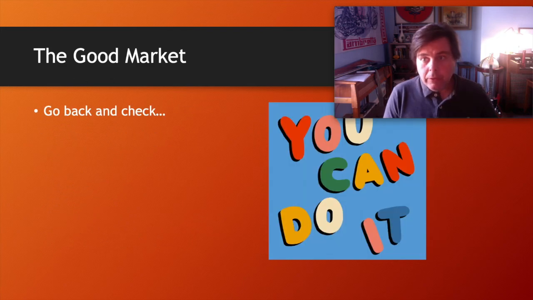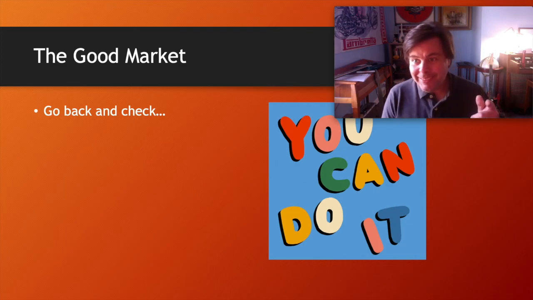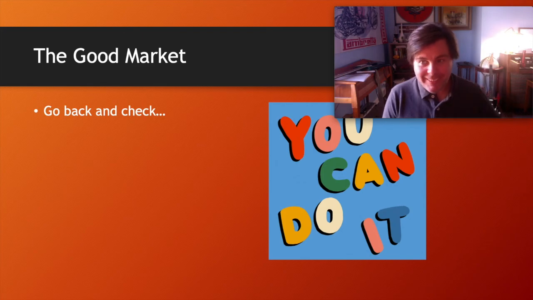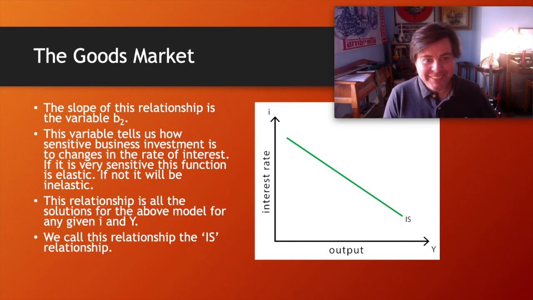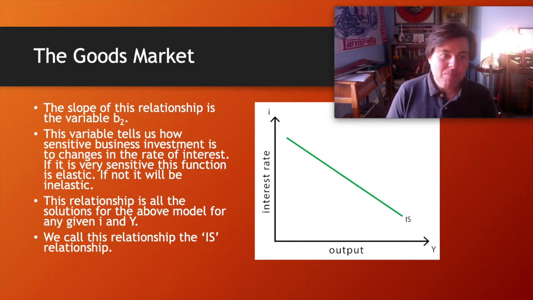Okay, so I just asked what the slope of that function was, right? And then you go back and check. All right, good. Welcome back. If you guessed B2, you're right. Good. You're starting to get how these models work.